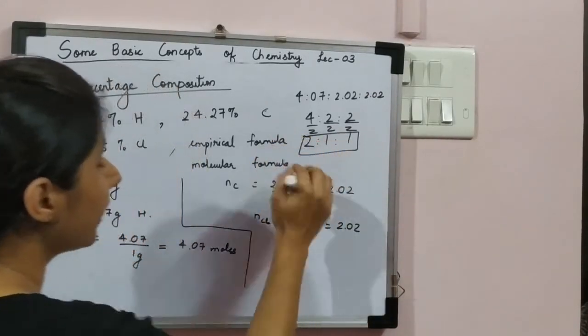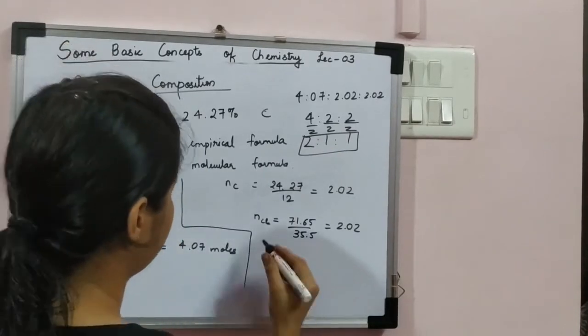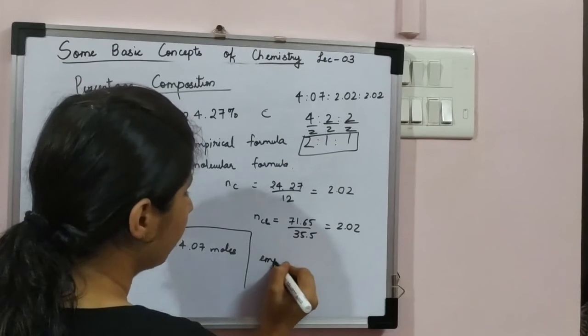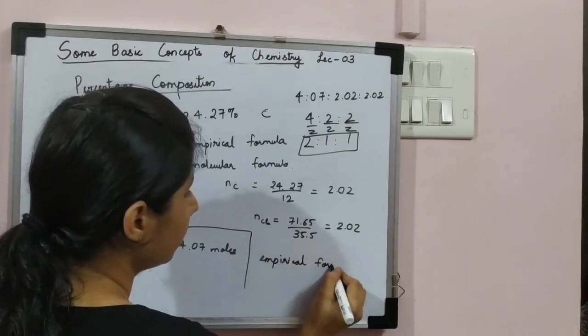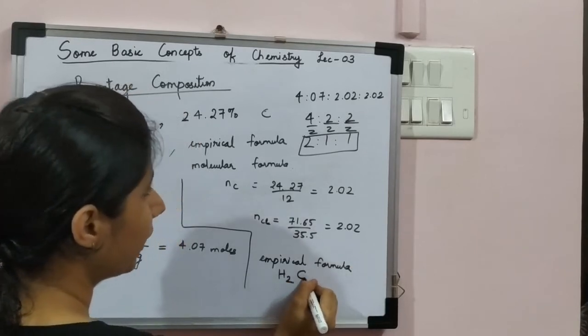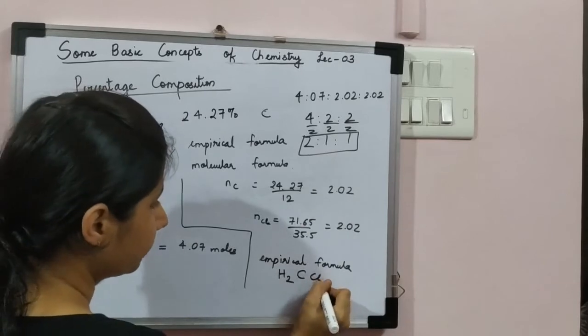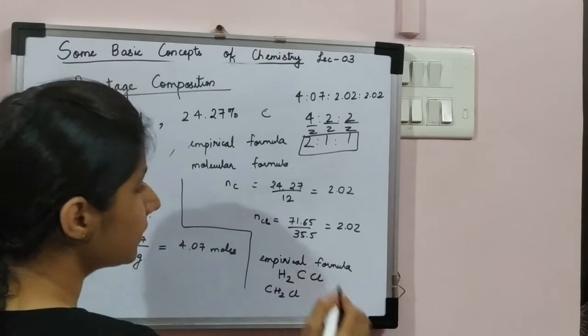Whatever comes out as the simple ratio gives the empirical formula. So the empirical formula comes out to be 2 of hydrogen, so H2, 1 of carbon and 1 of chlorine. How do we actually write it? CH2Cl. So this is the empirical formula.